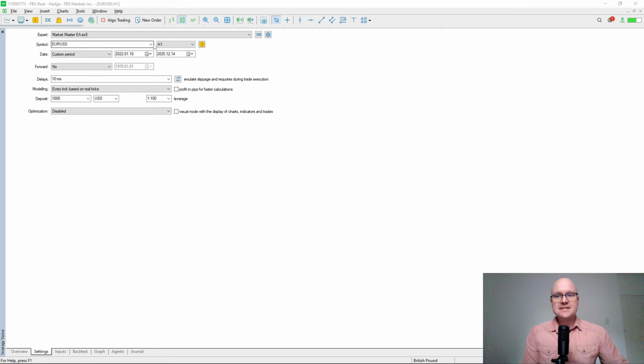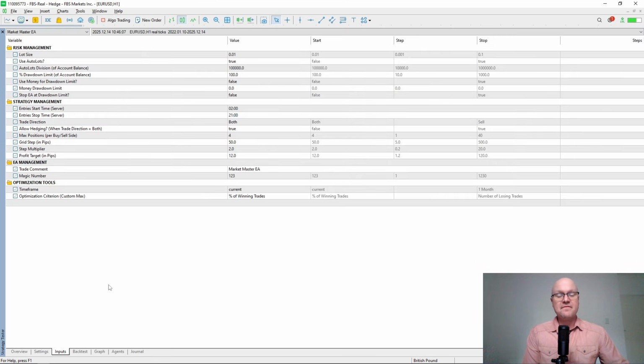Now for the first test, we're going to use a custom period from the 10th of January 2022 until the 14th of December 2025. On top of this, I'm going to use a 10 millisecond delay, which is what I currently have on that virtual private server, as well as every tick based on real ticks. The reason I'm using every tick based on real ticks is that it gives you the most accurate testing results, so it's important that you use that for your back testing requirements. Then I'm also going to use a deposit of 1,000 and a leverage of 1 to 100.